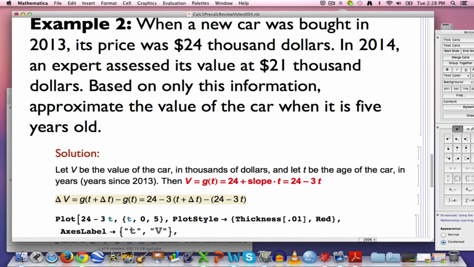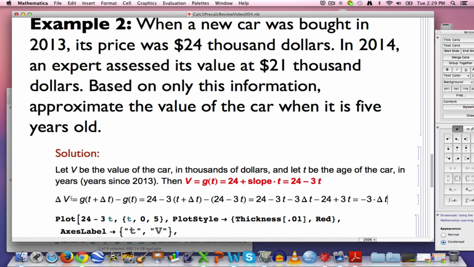Now I use the distributive property in a couple places to simplify this. The 3 distributes through the parentheses here. G, by the way, does not distribute through the parentheses there. That's not a multiplication. That's g of t plus delta t. The minus sign does distribute through the parentheses because I'm really adding negative 1 times that thing, and so I distribute the negative 1 through to get minus 24 and a plus 3t. The 24's cancel, the 3t's cancel, and the only thing you're left with is this negative 3 times delta t. Negative 3 times delta t.